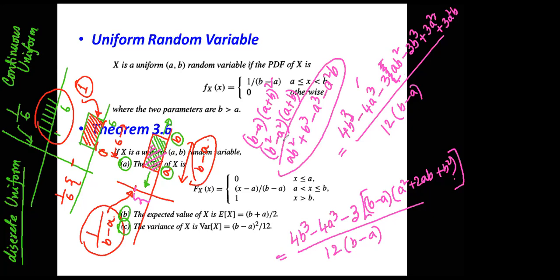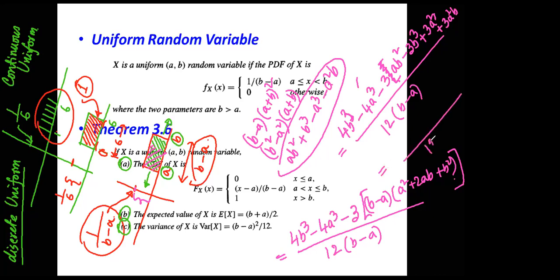Yes, sir. Is it okay? Yes, sir. Sir, I think from this point we can write b minus a whole cube. Can we write this one? So it looks like that. If we can write 4b cube, then we have already done it.